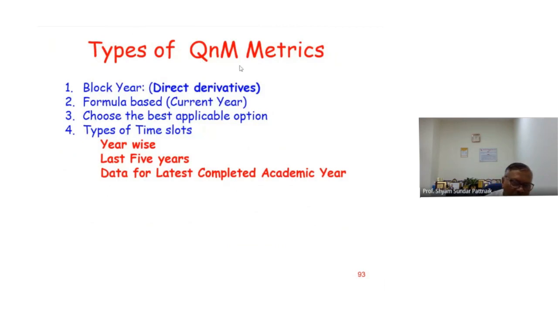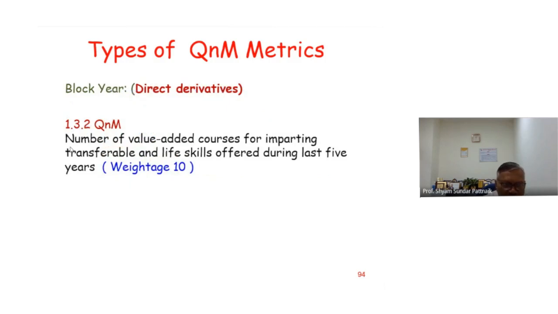the types of quantitative metrics are block year, direct derivatives, formula based, current year, and option based, that is, choose the best applicable option. So we have direct derivatives, formula based, which I showed you, and multiple choice based, and also the type of slots, year wise, last 5 years. That is the way it is done, because they look at 5 years of data.